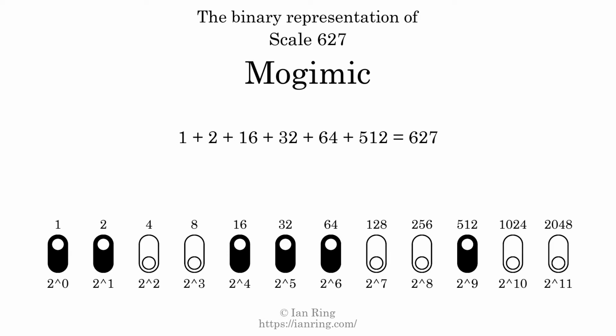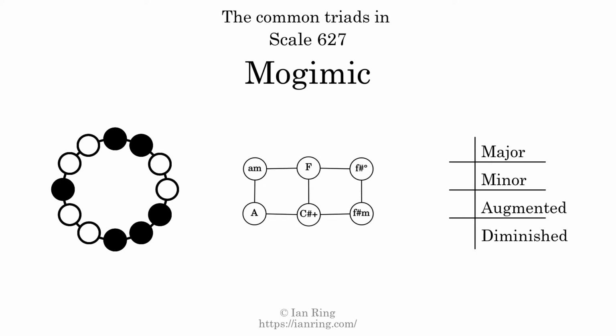The scale number not only enumerates the scale with a unique index, but it also literally describes the tonal content of the scale. Represented as a binary number in base 2, the scale number is 001001110011. Here are the common triads present in this scale.